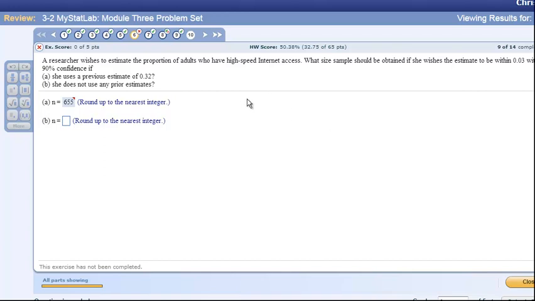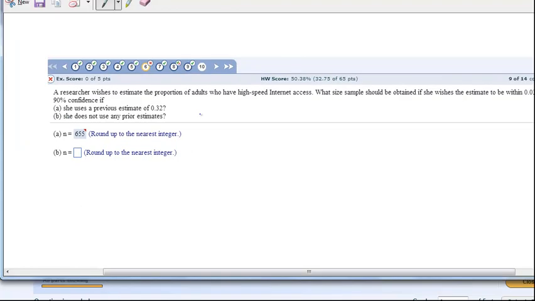And it says that we're looking for what size sample should be obtained if the researcher wishes to estimate within 0.03 with 90% confidence. And we're given a previous estimate, so I had screenshotted this. Let's take a look. So here we've got this previous estimate of 0.32, and we know a couple of important things: the margin of error is 0.03 and the confidence is 90%.